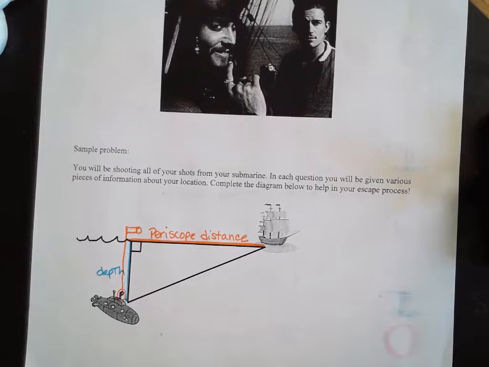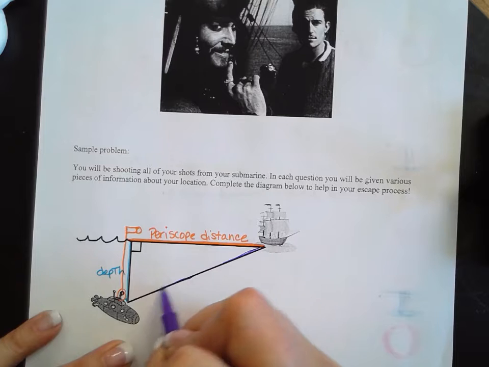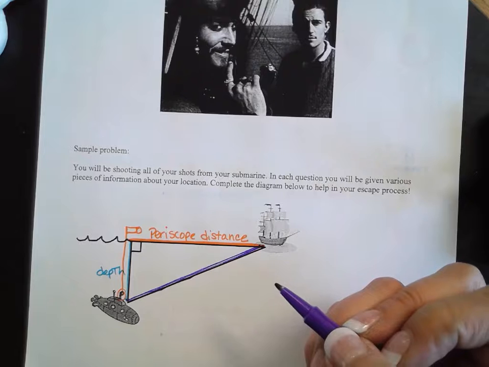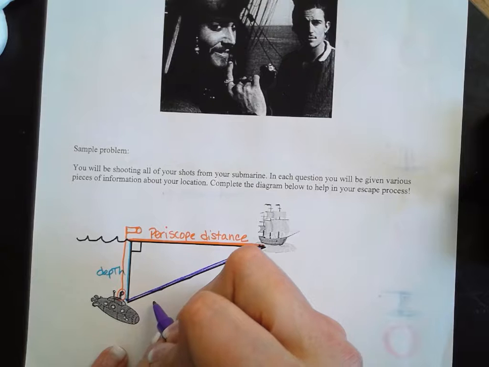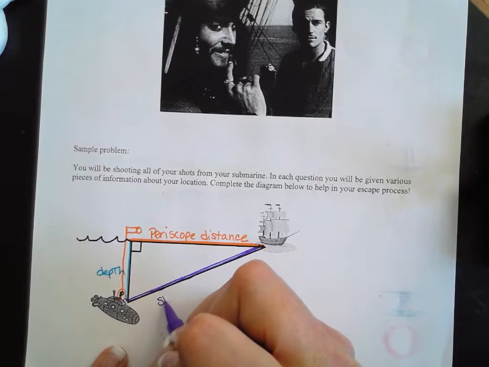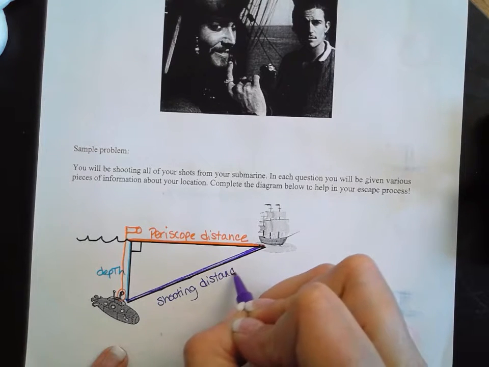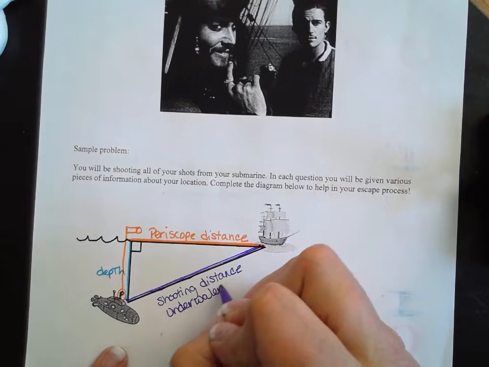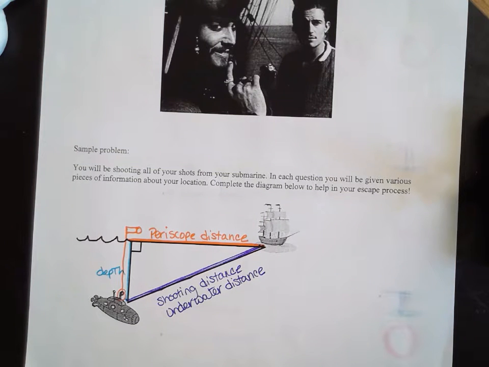Now, how can I describe my hypotenuse? Between the sub and the ship. Ooh, you could call it the shooting distance. Or we can consider it our underwater distance too. I like shooting. That sounds a lot more fun, okay? Because you know we're going to shoot at them.